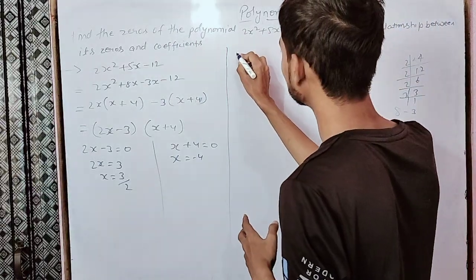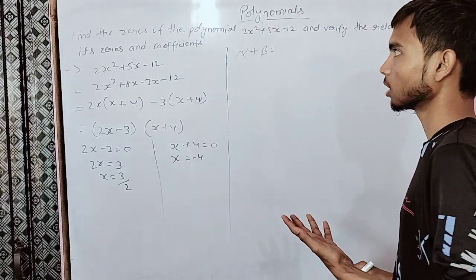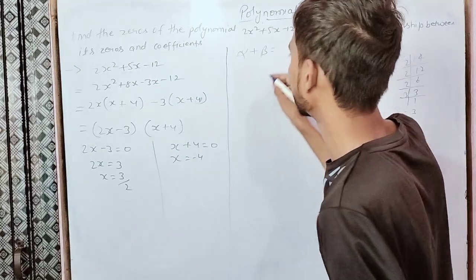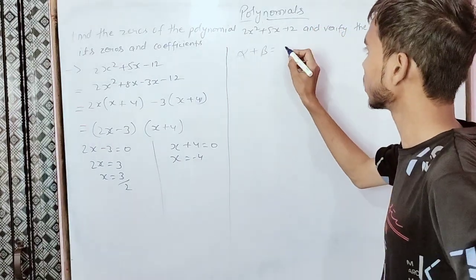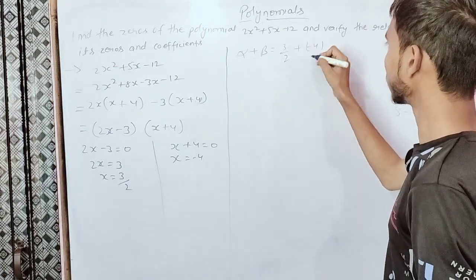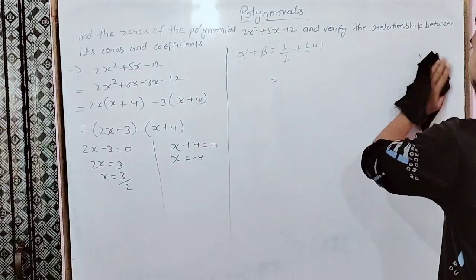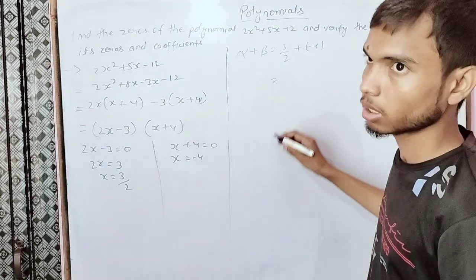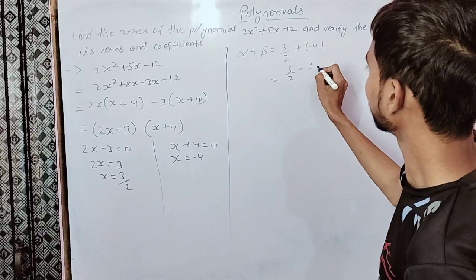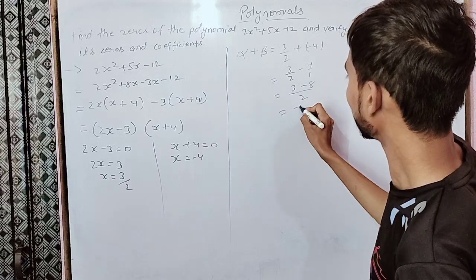Sum of zeros, so alpha plus beta will give us what? So here it is the same. We will add this and this, and then we will simplify. So 3 by 2 plus, it is minus 4 in brackets. We will simplify it. You will see a twist. There is a twist. What? We are simplifying it. 3 upon 2 minus 4. So 3 minus 8 upon 2 is minus 5 upon 2.